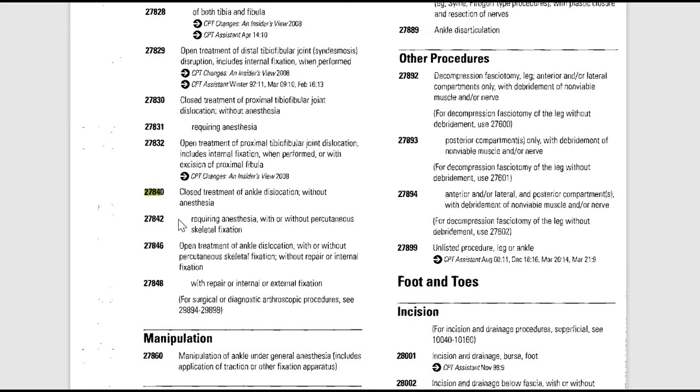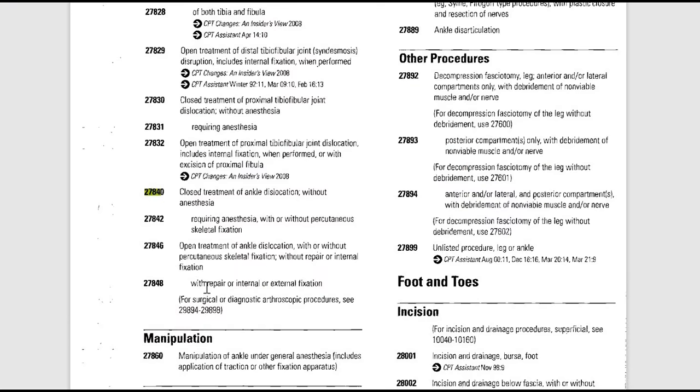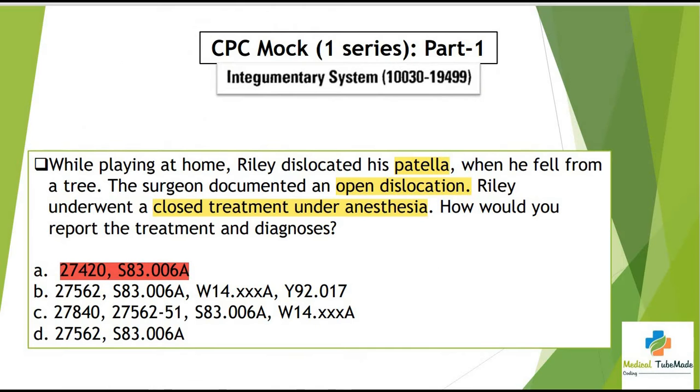So 27840 is closed treatment of ankle dislocation, but this is not an ankle dislocation. So this is the wrong CPT code. So we can eliminate option C also because of 27840. So now we have two options, option B and D.